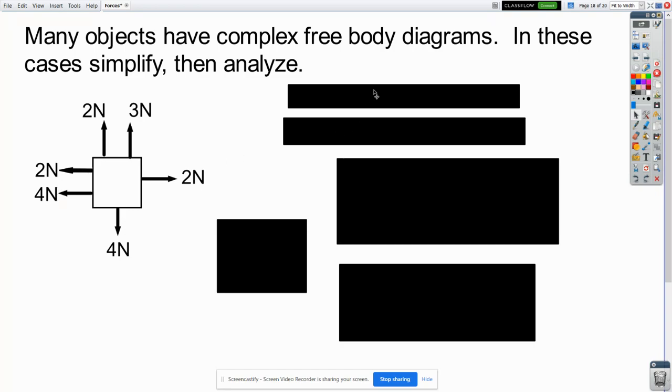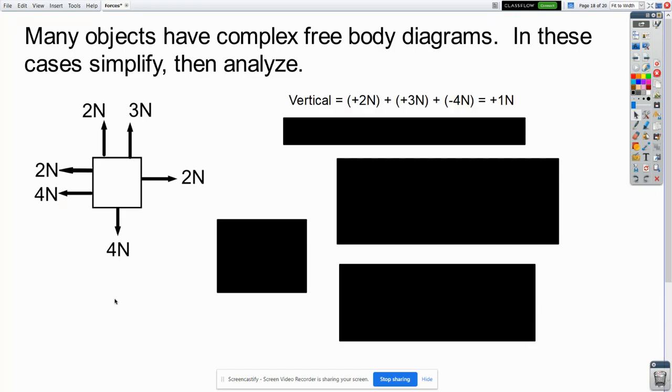I'll need to analyze the vertical and the horizontal separate from each other and come up with a single vector for each. So in the vertical, I have a 2 Newton upward force, that is plus 2 newtons. I have a 3 Newton upward force, that is positive 3 newtons. I have a 4 Newton downward force, that is negative 4 newtons. Add all those together, I get positive 1. So I would have a 1 Newton upward force in the vertical.